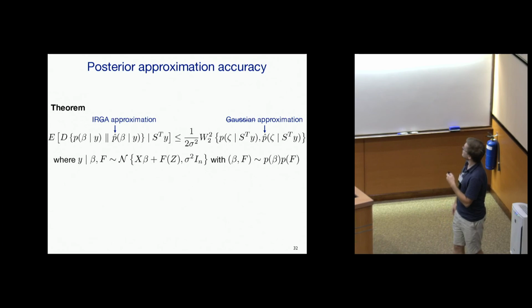Whatever approximation you use in the auxiliary term, we have a bound on the Kullback-Leibler divergence in terms of the Wasserstein distance. Here I've made it explicit that, in this Bayesian context, we're drawing our data and our parameters according to the prior for this expectation. And again, we need the separability of beta and F.